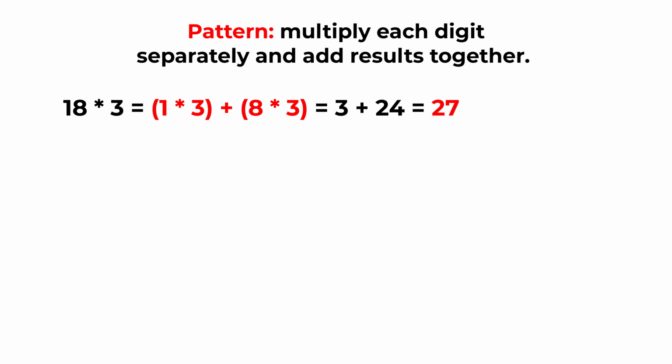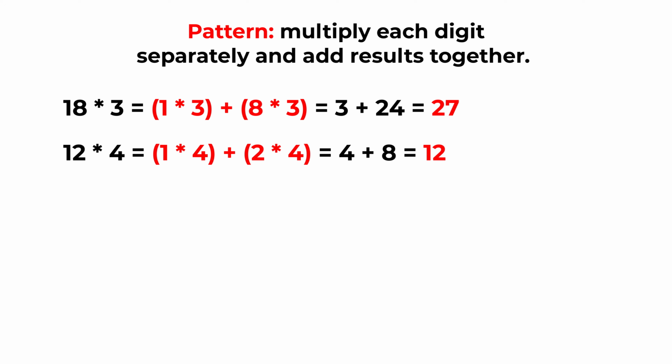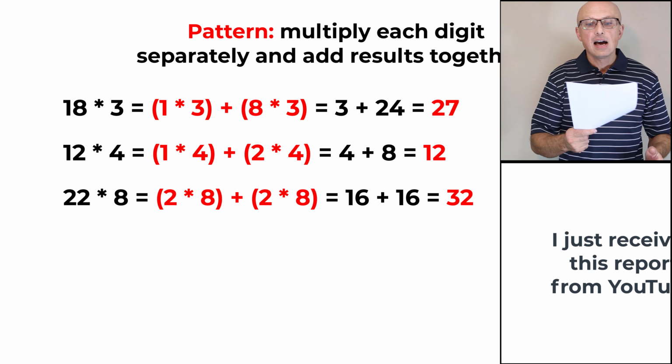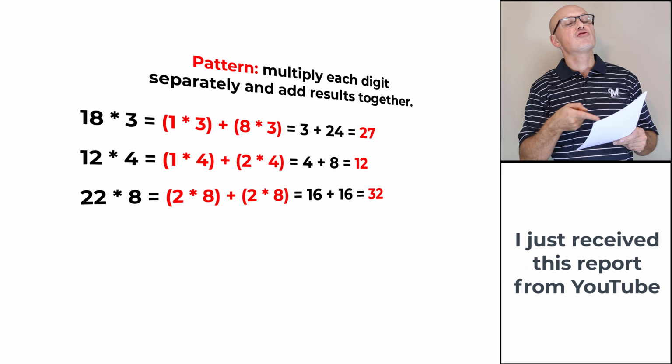In a similar way, 12 multiplied by 4 can be calculated as a result of 1 multiplied by 4 in parentheses plus 2 multiplied by 4 in parentheses would be equal 4 plus 8 and would be equal to 12. And in very similar way, 22 multiplied by 8 would be a result of 2 multiplied by 8 in parentheses plus 2 multiplied by 8 in parentheses, which would be 16 plus 16, which would be equal to 32.